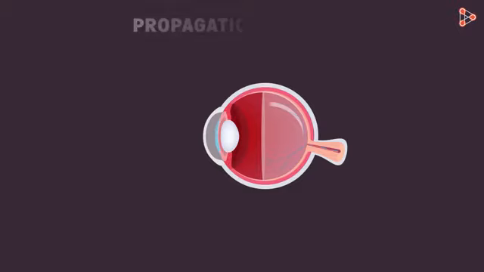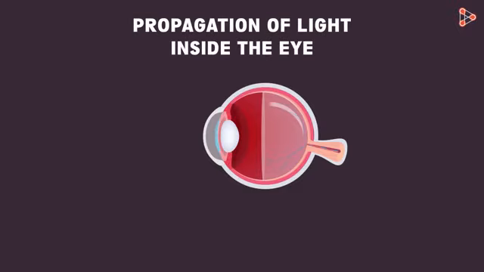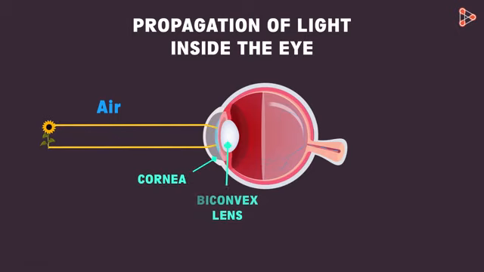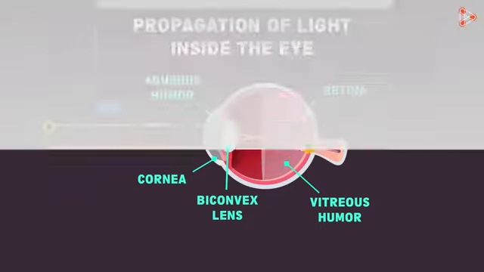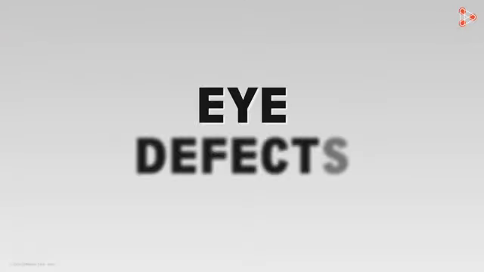We learned how the light propagates inside the eye. Most of the light is refracted at the air-cornea interface and then falls on the lens after traveling through aqueous humor. The lens then focuses all the light through the vitreous humor on the retina by adjusting its focal length. In the next video, we will study a few eye defects.